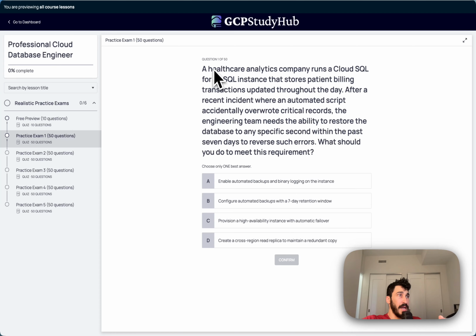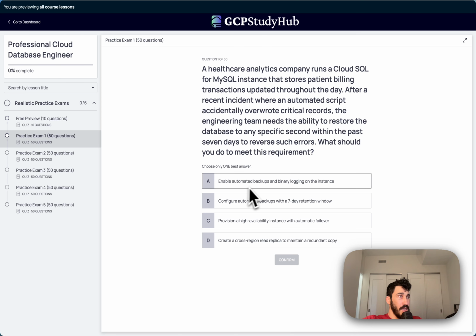Question 1. A healthcare analytics company runs a Cloud SQL for MySQL instance that stores patient billing transactions updated throughout the day. After a recent incident where an automated script accidentally overwrote critical records, the engineering team needs the ability to restore the database to any specific second within the past 7 days to reverse such errors. What should you do to meet this requirement?